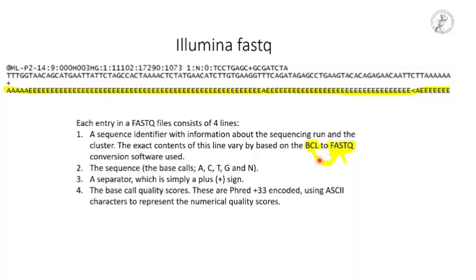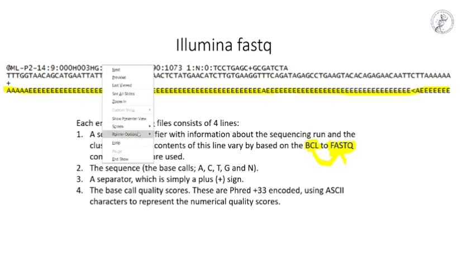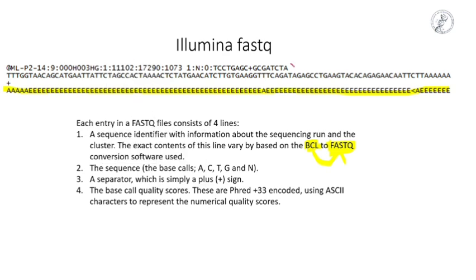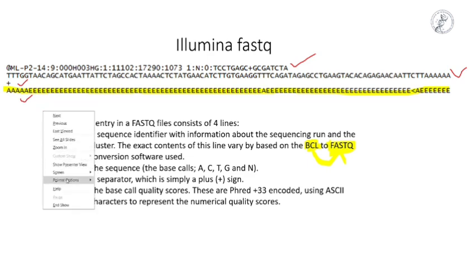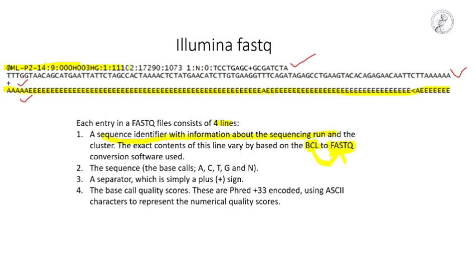and this FASTQ format is the format which contains the quality of that particular sequence. The FASTQ format consists of 4 lines. So what these 4 lines indicate, we will discuss now. Each entry of FASTQ has 4 lines. First, a sequence identifier with the information about the sequencing run and the cluster. So this is a title line, where it tells about the sequencing run, the sequencing machine, and which cluster the sequence belongs to, all these things.